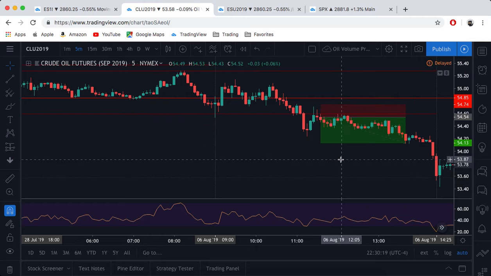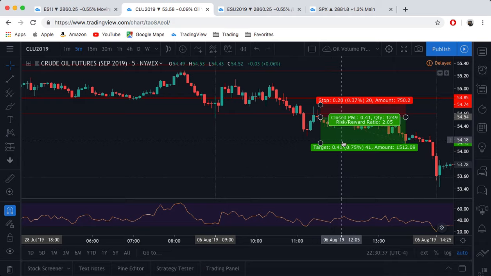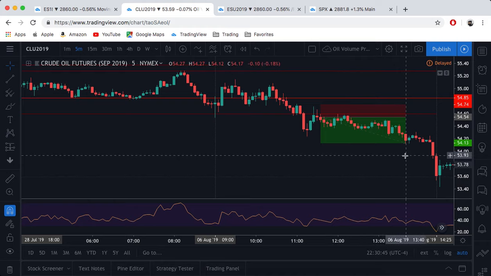Now, another good lesson to be learned here. As you can see, we chopped around for a while, a very, very slow grind down. And this is a great lesson to be learned because you never want to close your trades early. Keep them open. It's okay to take a loss. But if you were to get scared right around this level here, because we were pulling back a bit, if you were to have closed it, you would have missed out on the profit, okay?